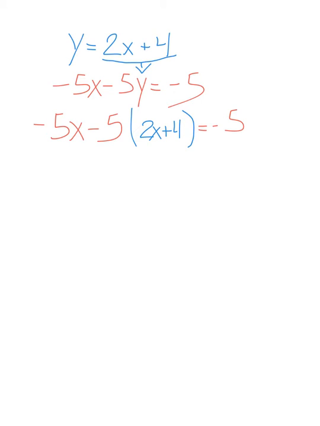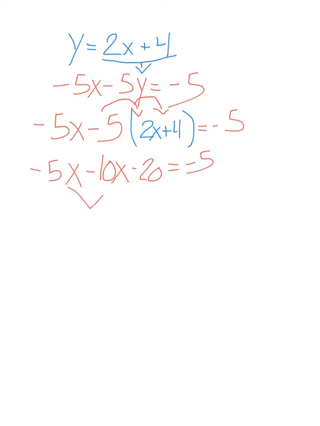So now we're going to solve for x. So we're going to solve this equation for x. Our first step would be to distribute this negative 5. Now we do have to see it as a negative 5, so make sure you're distributing it as a negative 5, not just a positive 5. That would leave us with negative 5x. Negative 5 times 2x, we're distributing that negative 5, would give us negative 10x. Negative 5 times 4 would give us minus 20 equals negative 5.